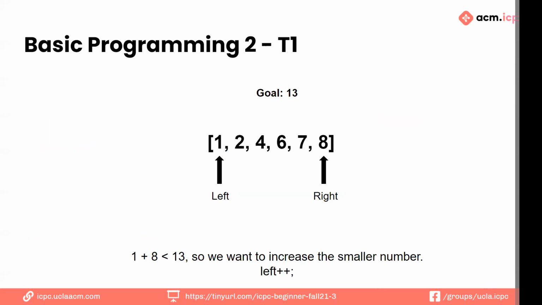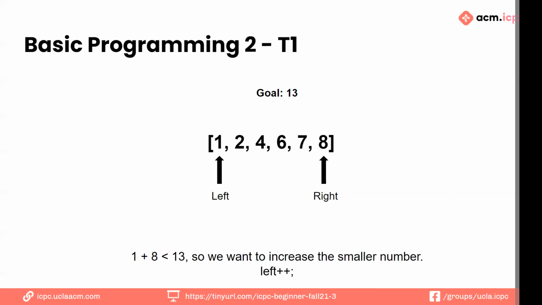Let's take a look at this example. If you want to find two numbers that sum up to 13, and you have an array of 1, 2, 4, 6, 7, and 8. Initially, you would have two pointers pointing to the beginning of the array and the end of the array, a left pointer and a right pointer. I'm just calling it that, but when you're implementing this problem, you could just have two indexes, one indicating the left and one indicating the right.